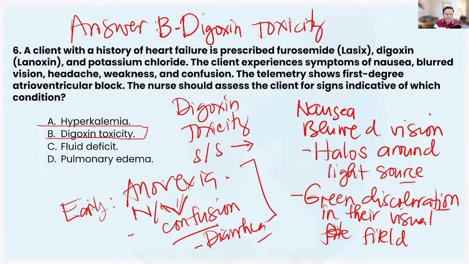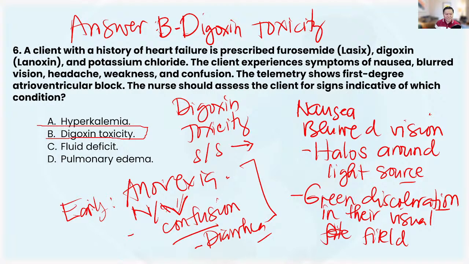And we still have a lot more here, okay? Now, if you answered hyperkalemia, we don't have that in our data, okay? Our patient has what? Furosemide, digoxin, potassium chloride. These manifestations are not signs of hyperkalemia at all. Letter C, fluid volume deficit. No, the fluid volume deficit option doesn't coincide with the manifestations that we are seeing in the scenario, okay?